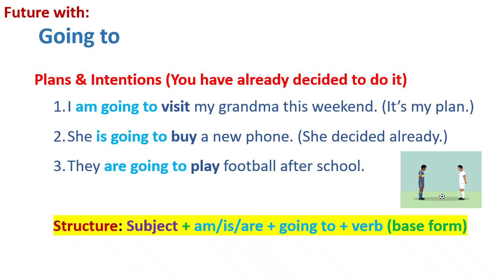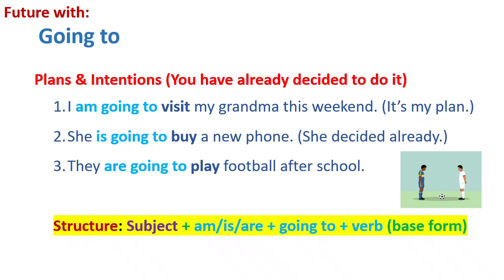The interesting thing is the structure, the formula. Please focus on the bottom in yellow color. What is the formula? After the subject, we use one verb from the be family: am, is, are. This is the first verb, number one. Number two, we use going to. Number three, we use the main verb. So how many verbs do we have? We have three verbs: one from am, is, are, number two from going to, and number three is the action verb, the main verb.